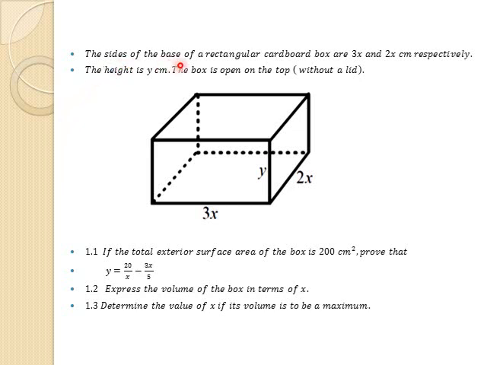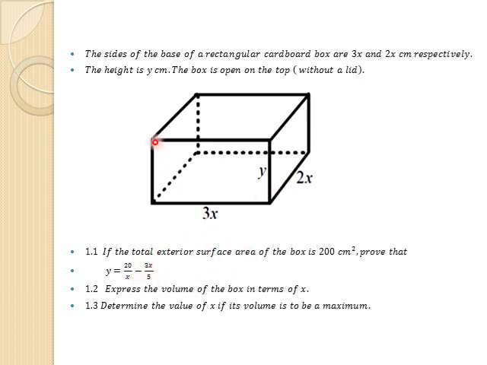Right, so they say the sides of the base of a rectangular cardboard box, as you can see there, are 3x and 2x respectively. The height is y centimeters. The box is open on top without a lid. So what we mean is the top part has nothing there. 1.1: if the total exterior surface area of the box is 200 centimeters squared, prove that y equals 20 over x minus 3x over 5.